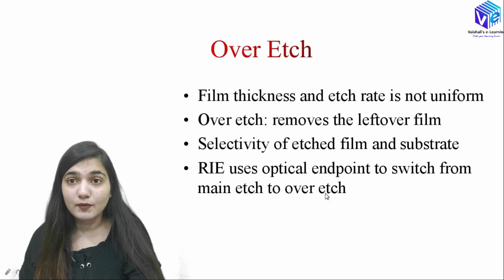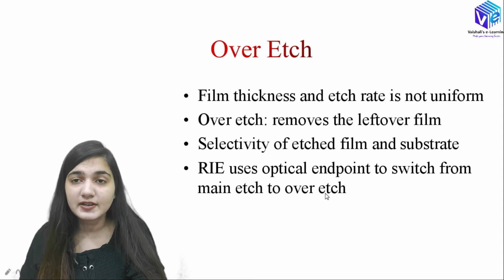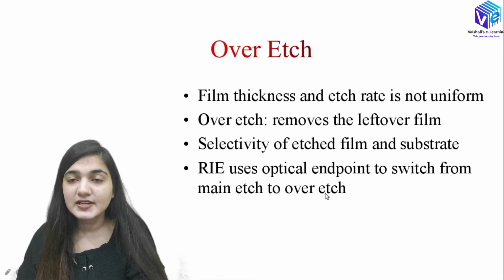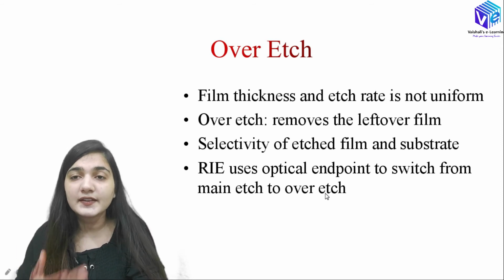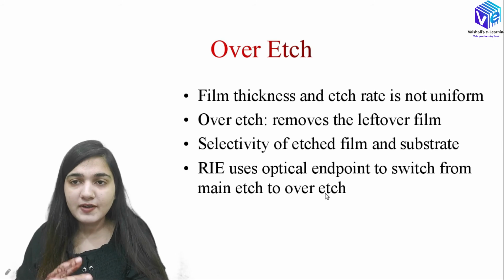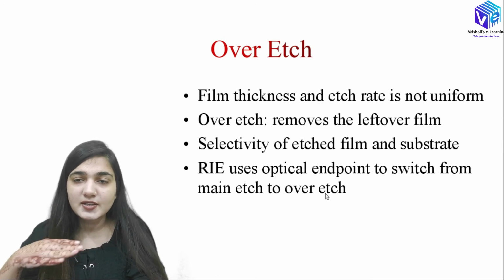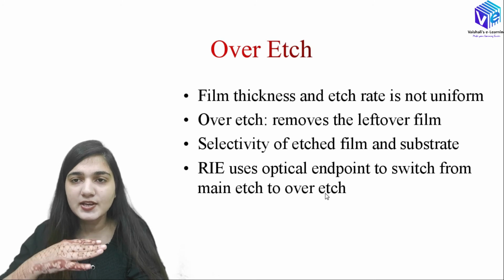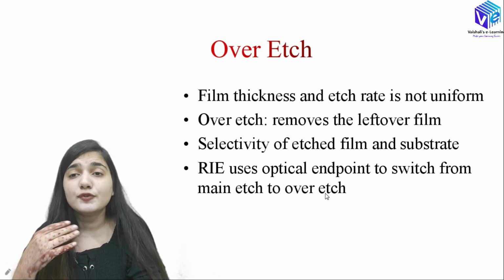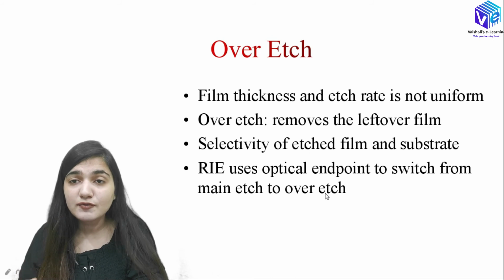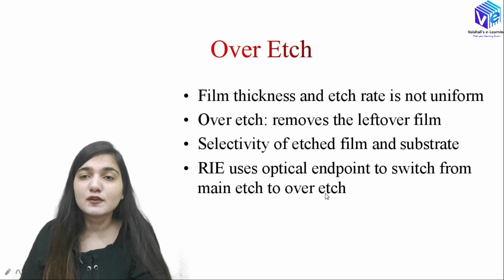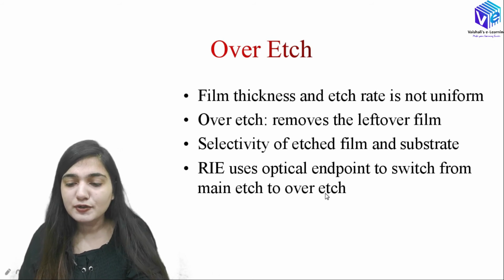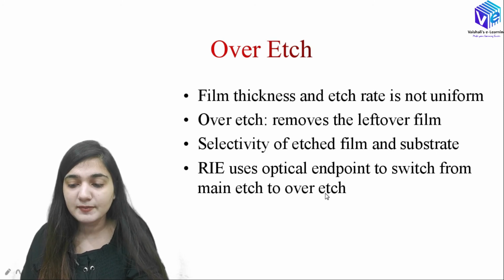Now coming to the overetch. What is overetch? As the name suggests, if I am not having any uniform type of etching, then I can remove the other layer also. So if I am removing one material from the surface of another material, let's suppose I am removing the silicon dioxide from the surface of silicon, when the silicon dioxide is removed, after that the silicon is also removed due to the non-uniform profiles. Okay, so overetch removes the leftover film as well.